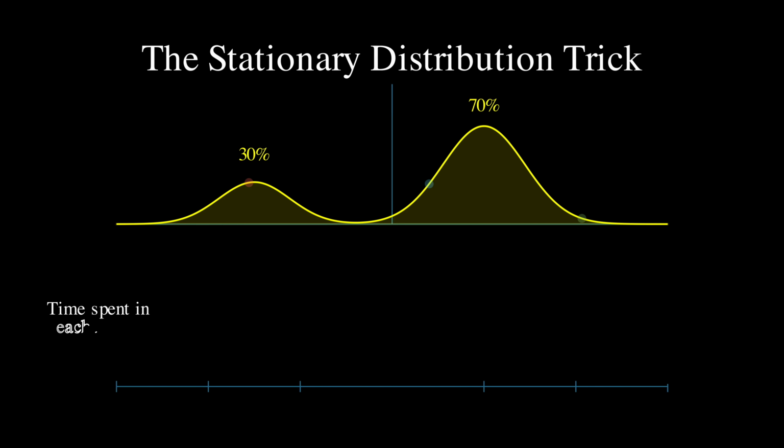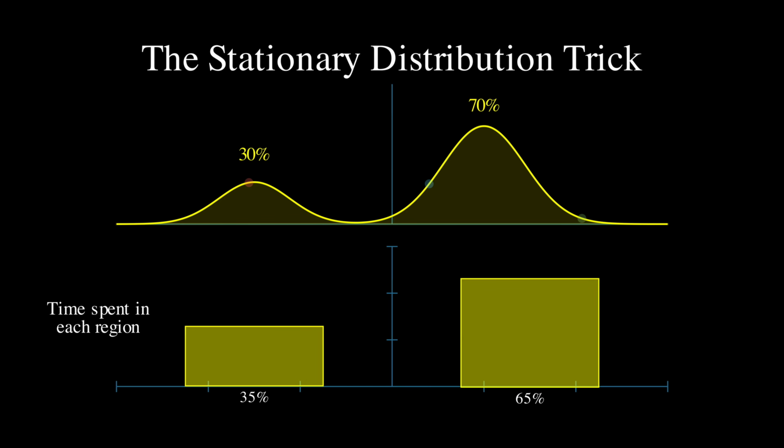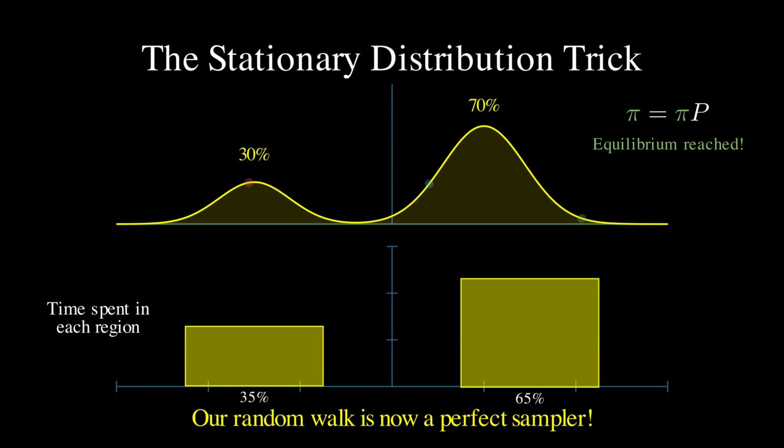After enough steps, 30% of samples are in this peak, 70% in that peak, exactly matching our target. This is the stationary distribution. When the chain reaches equilibrium, the fraction of time spent in each region exactly matches the probability we want to sample.